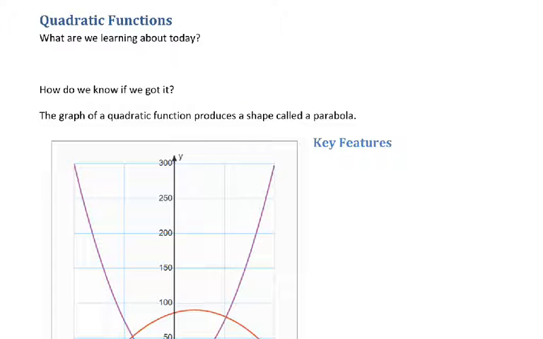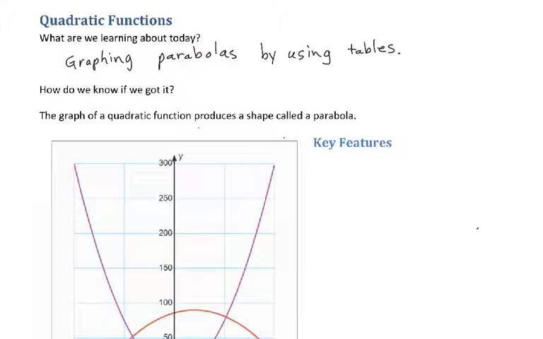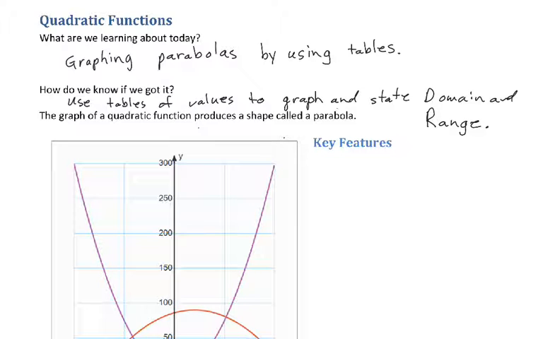So today what we're going to be doing is graphing parabolas by using tables. Now, how do we know if we got it? We use tables of values to graph and state the domain and range.